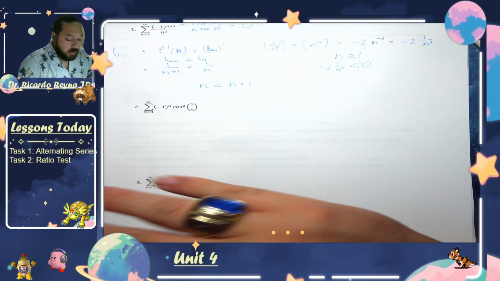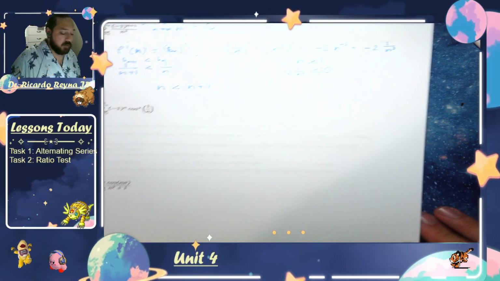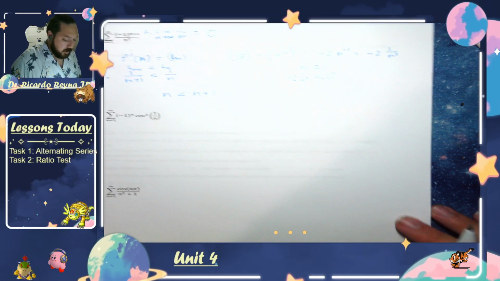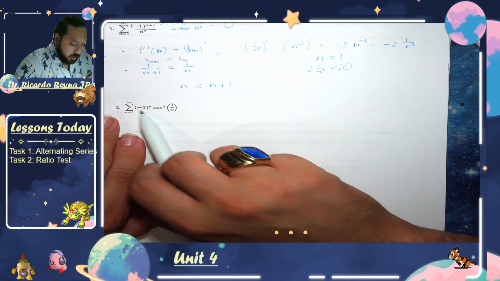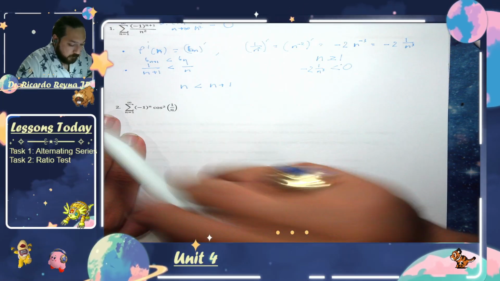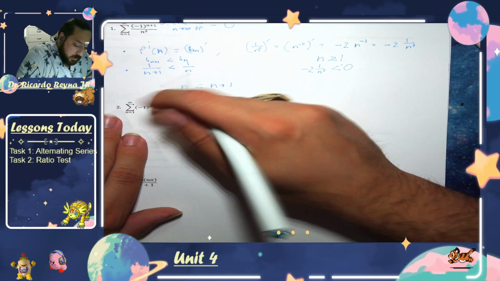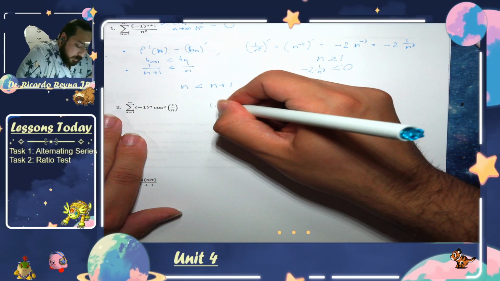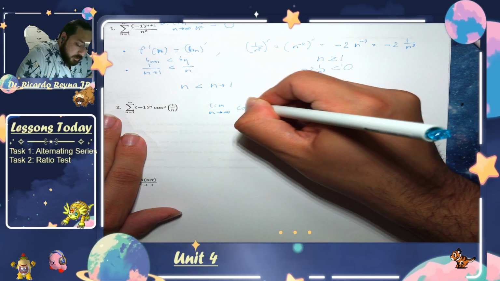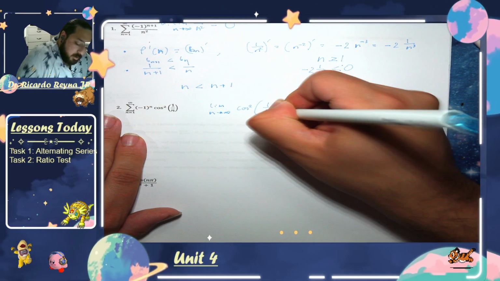In some cases, it's not appropriate. In some cases, it is. It really just varies. Okay. Next, 2. So 2 says negative 1 to the power of n times cosine squared of 1 over n. Well, this is the non-alternating part, so I'm going to take the limit as n goes to infinity of cosine squared of 1 over n.